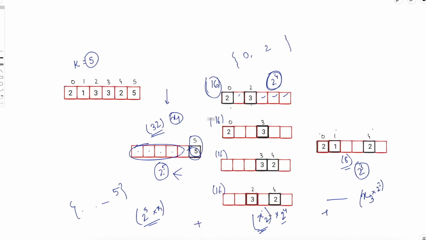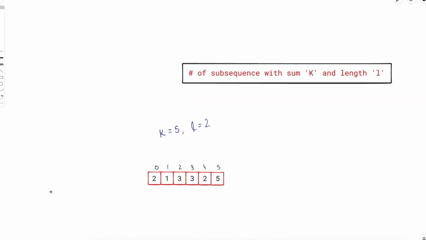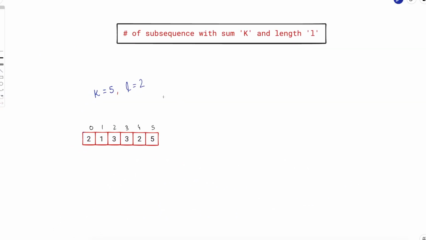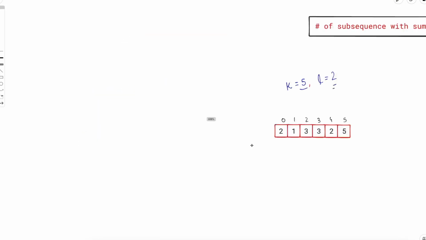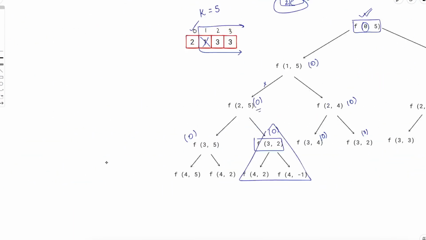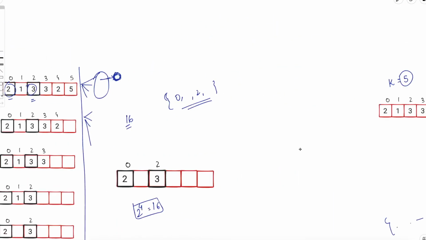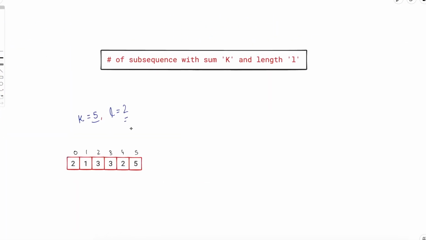So what you now need to know, what is the new problem? The new problem is, we have to now figure out how many subsequences are there with sum k and length l. So if k is 5 and l is 2, it means you have to figure out how many subsequences are there which can sum up to 5 and have a length of 2, right? So if you have solved the original problem, the very first problem in this video, that is how many subsequences are there which can sum up to 5, you should be able to solve this problem as well.